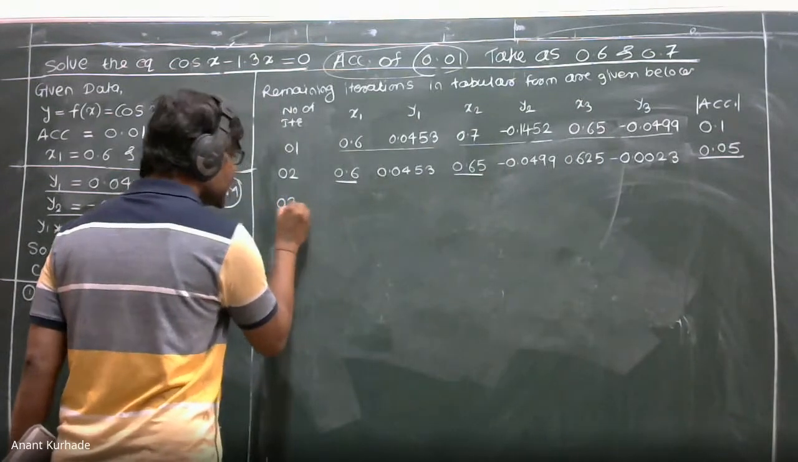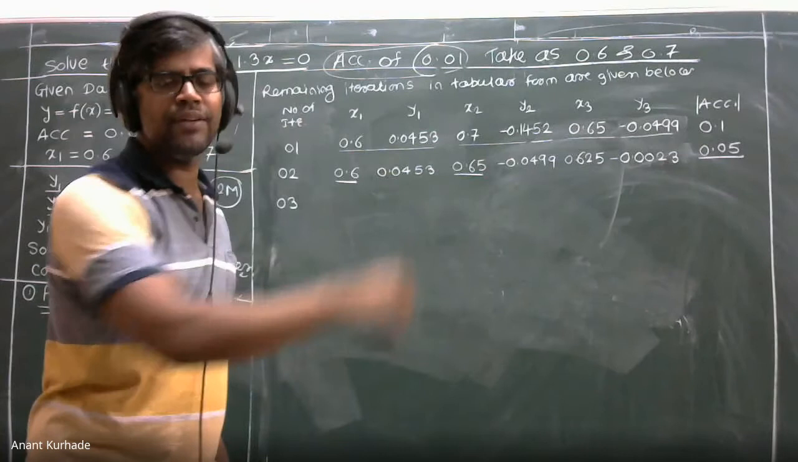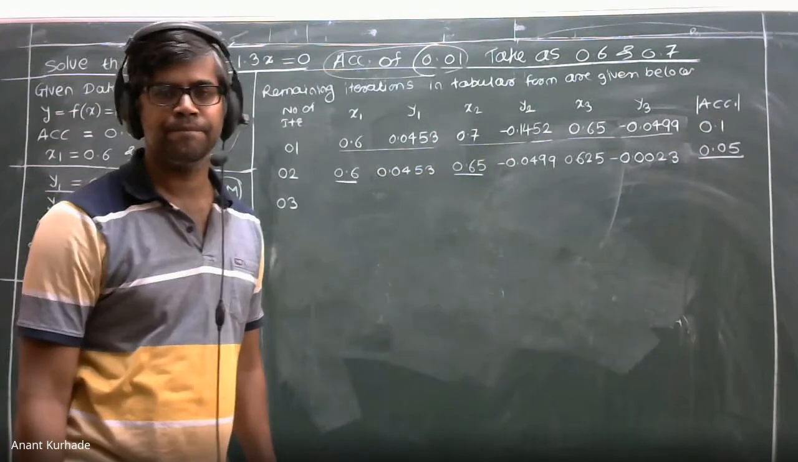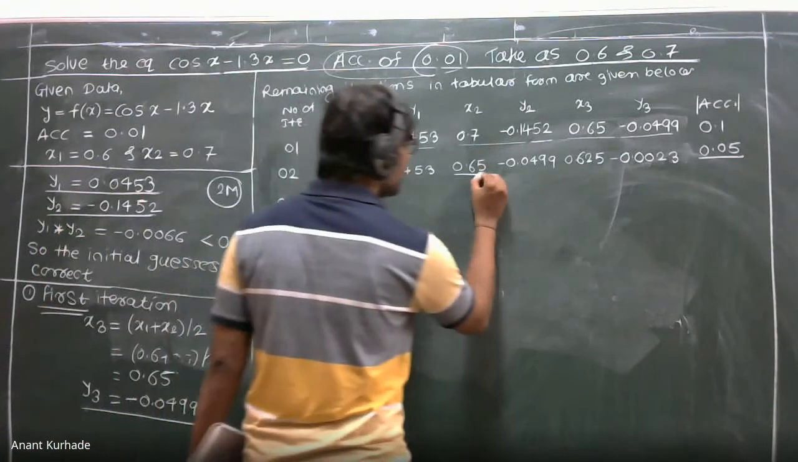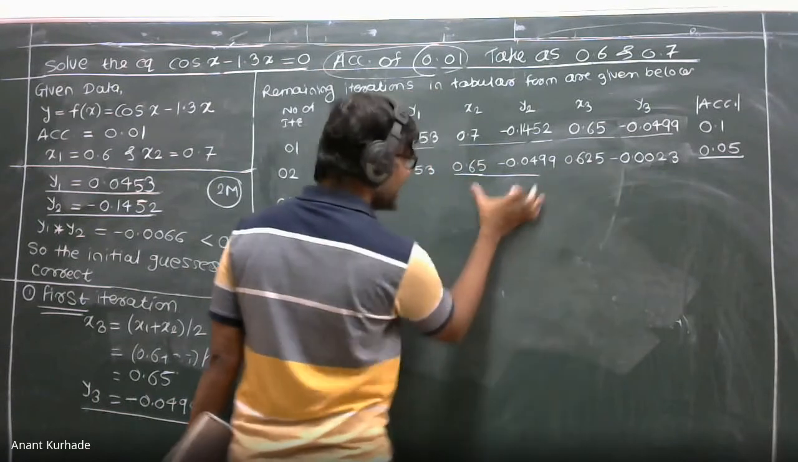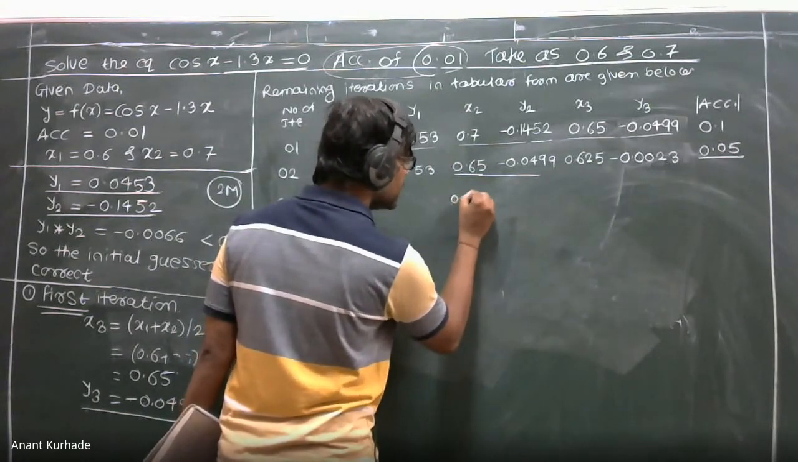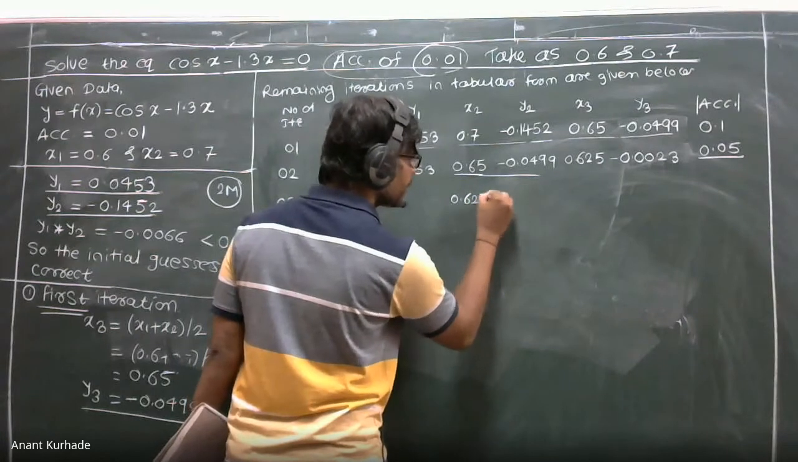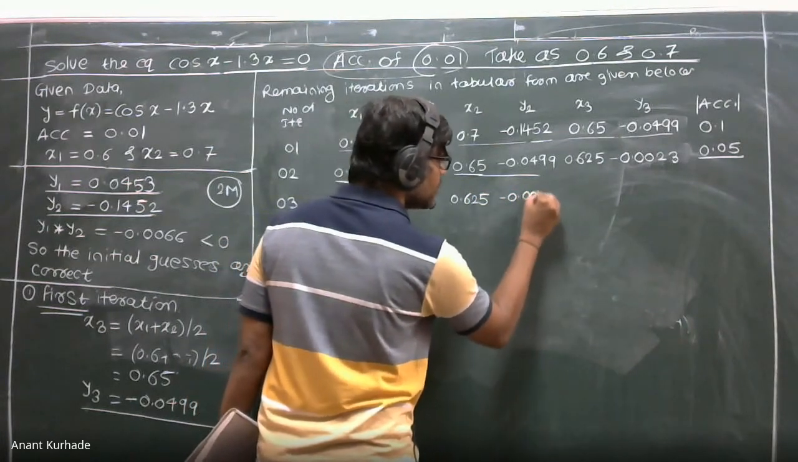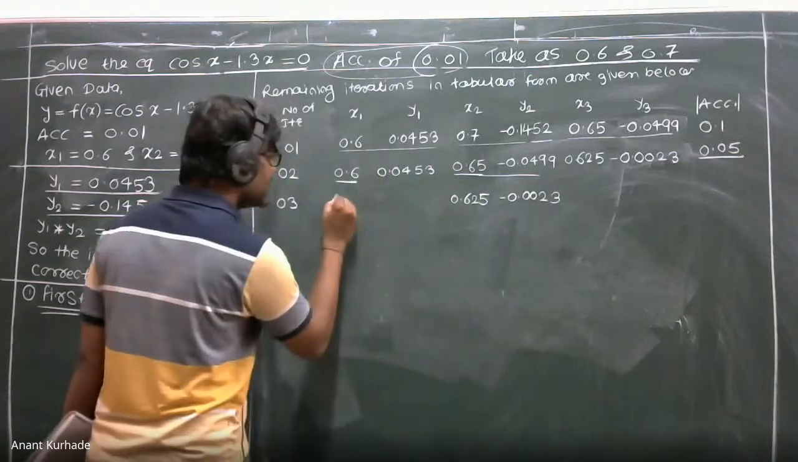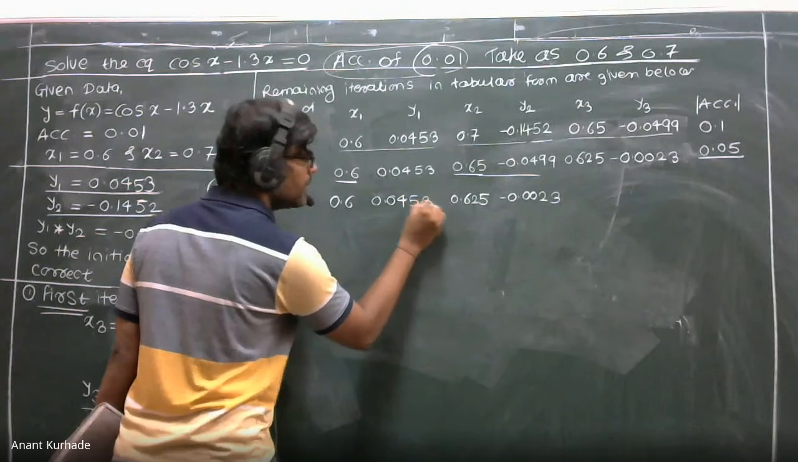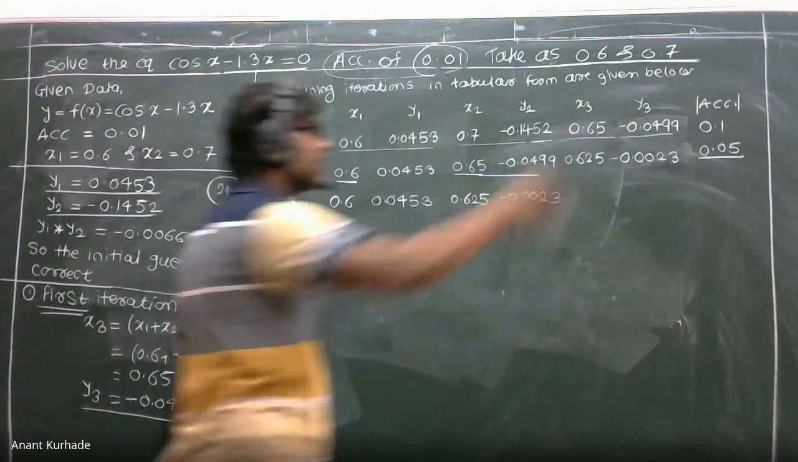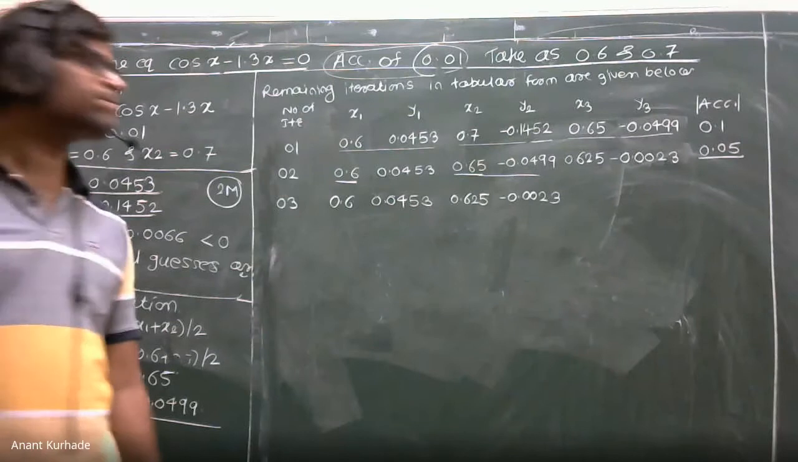Iteration number 3. Now y3 is having which sign? Plus or minus? Minus. So shift minus to minus. Okay, so this one is having minus. Write down this value exactly below this 0.625, minus 0.0023, and this pair is as it is 0.6, 0.0453. Calculate x3, y3 and accuracy.